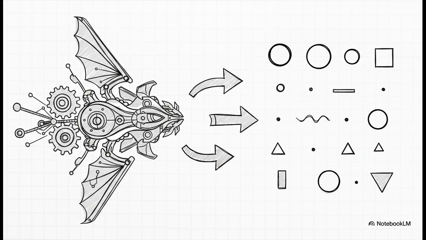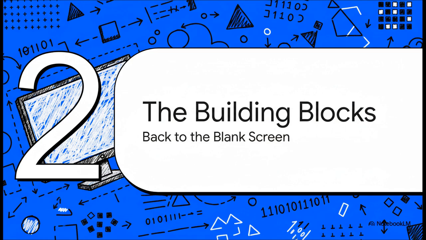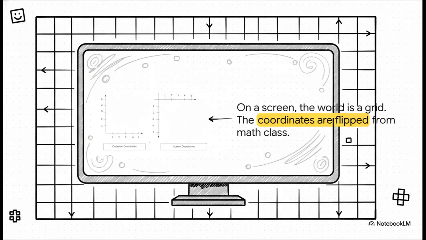image possible. All right, so let's start right where every digital artist and programmer begins, with a totally blank screen and just a few basic rules. Okay, first things first, we have to understand our canvas. A computer screen is really just a grid of tiny lights called pixels.